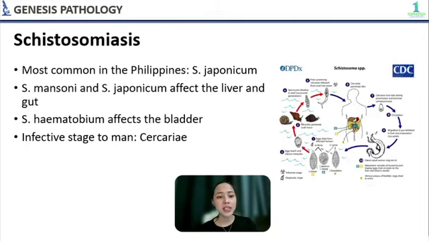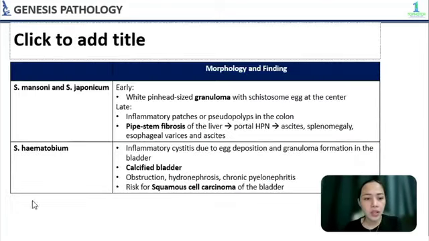And lastly, we have parasitic infection. This is another favorite in the board exam, schistosomiasis. The most common species in the Philippines is Schistosoma japonicum. Both mansoni and japonicum affects the liver and the gut, and hematobium affects the bladder. The infective stage to man is the cercaria. So these are the morphologic findings.